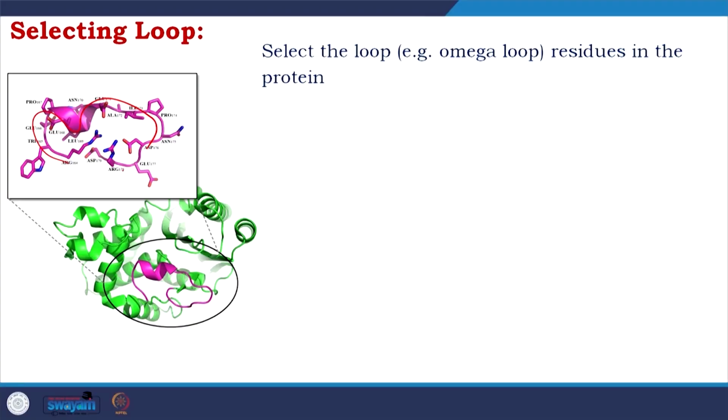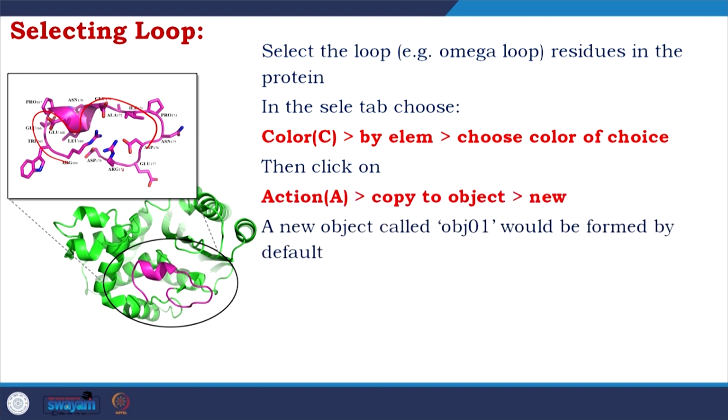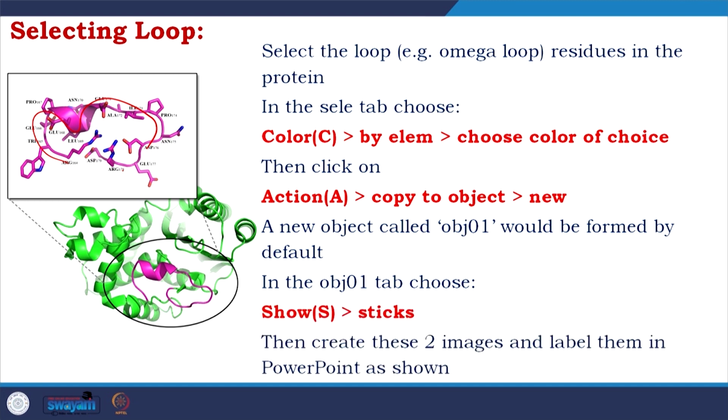So, what you have to do? You have to select the loop residues in the protein. In the select tab, you have to choose color by LM, choose color of choice, then click on action, copy to object, new. A new object by default obj 01 would be formed, or you could have given your name. In the obj 01 tab, choose show sticks, then you would have created these two images and label them in PowerPoint.